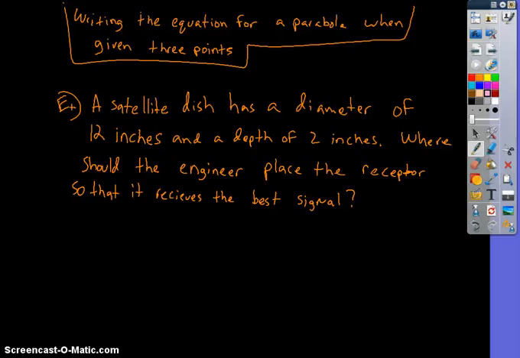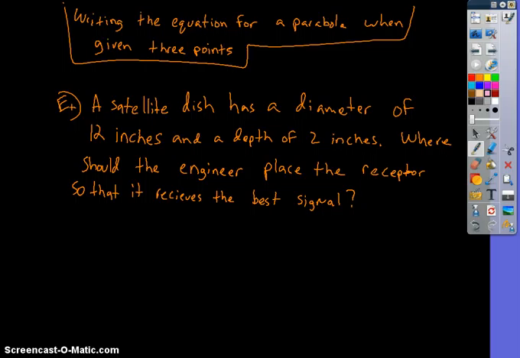Okay, so talking about graphing parabolas and writing equations for parabolas again, this time we're going to focus on given 3 points. So the title of this is writing the equation for parabolas when given 3 points. Now, think about this. A satellite dish has a diameter of 12 inches and a depth of 2 inches. Where should the engineer place a receptor so that it receives the best signal?